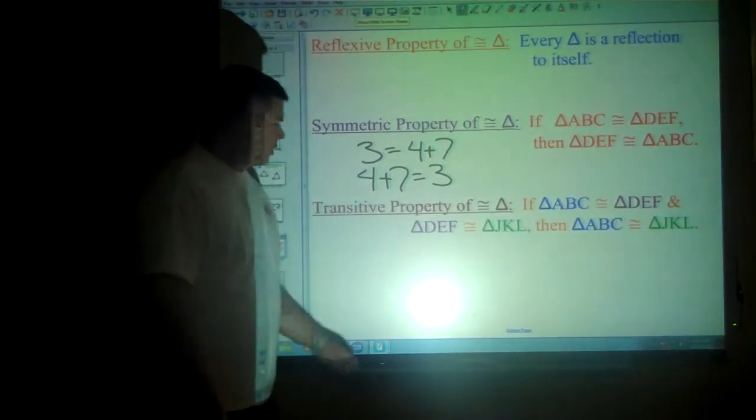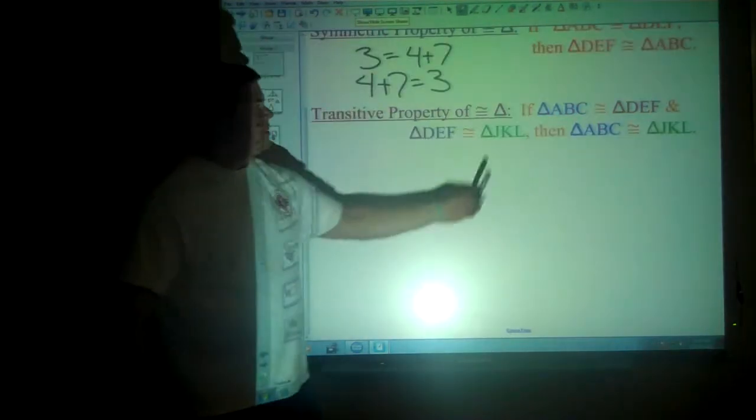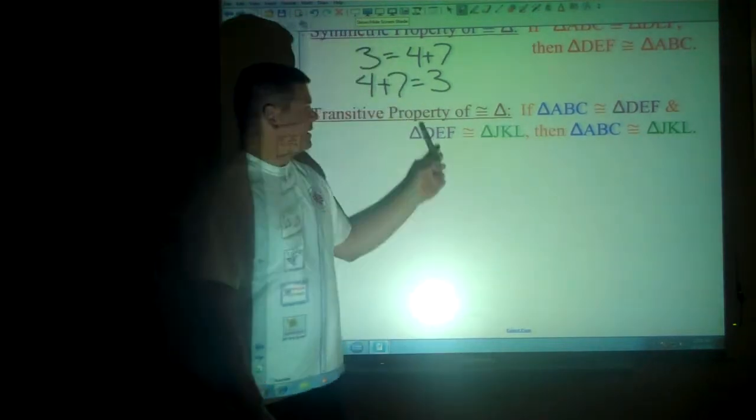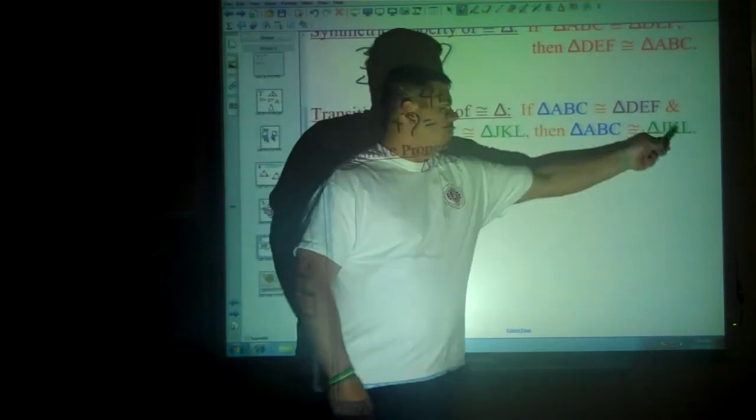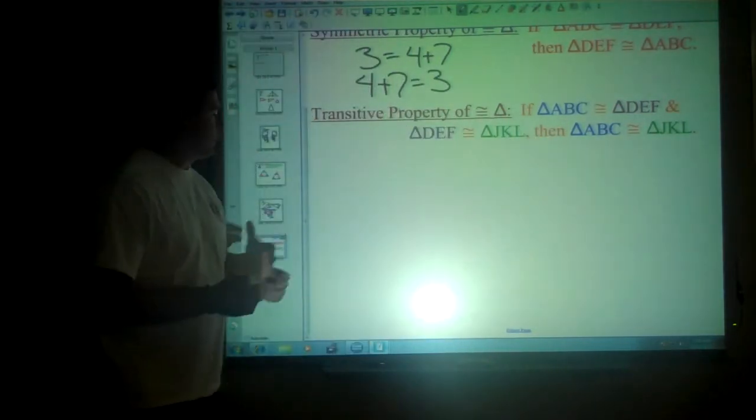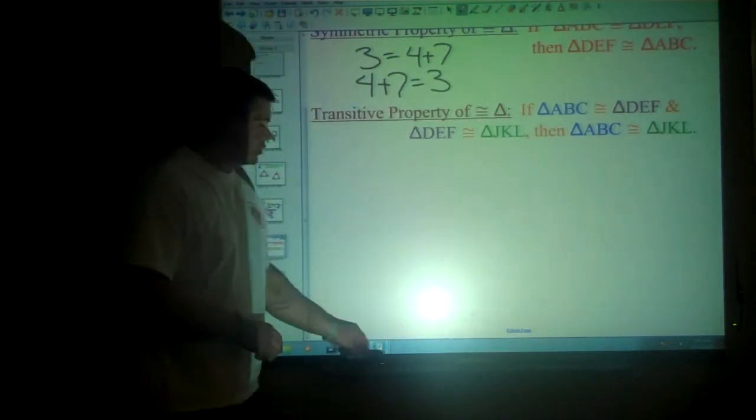And lastly, the transitive property. If ABC is congruent to DEF, and DEF is congruent to JKL, that would have to mean that ABC is going to be congruent to JKL. So the transitive property still applies with the congruent triangles.